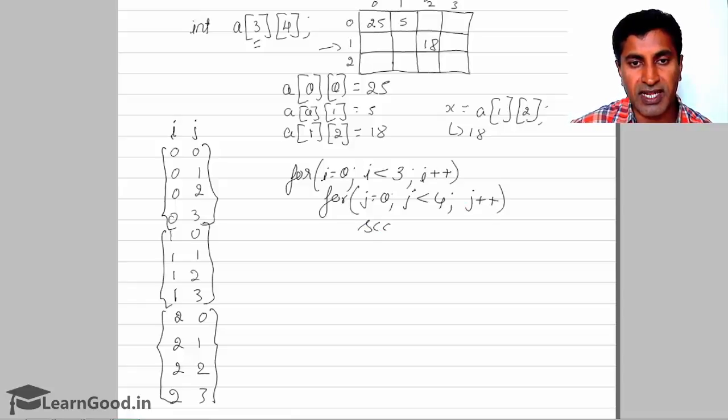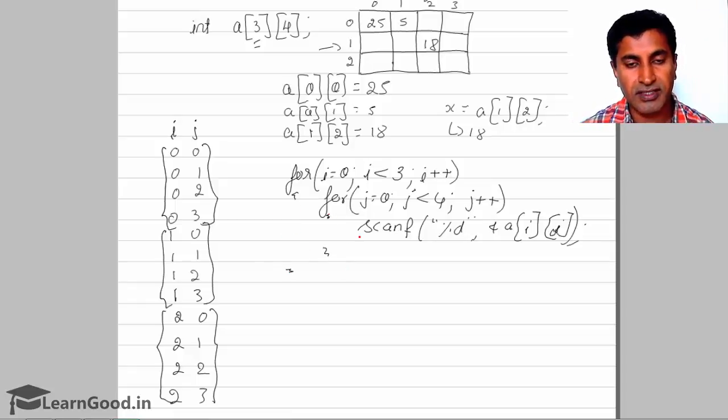And if you want to read the data, you can give scanf %d ampersand of A of I comma J. So this is going to read a matrix of order 3 cross 4. First time I value is 0, 0 is less than 3, true, then J equals 0, 0 is less than 4, true, scanf A of I comma J, that is the 0, 0 value is read. So I'll give some 25, which has been stored.